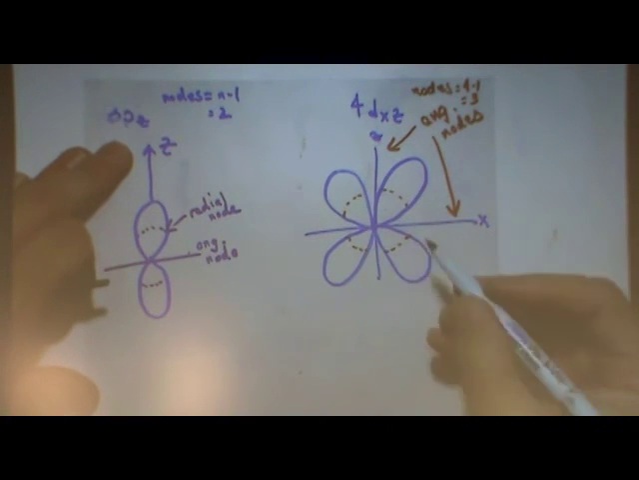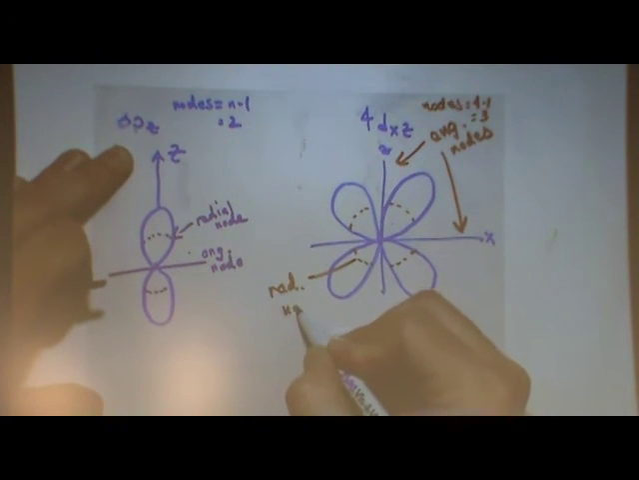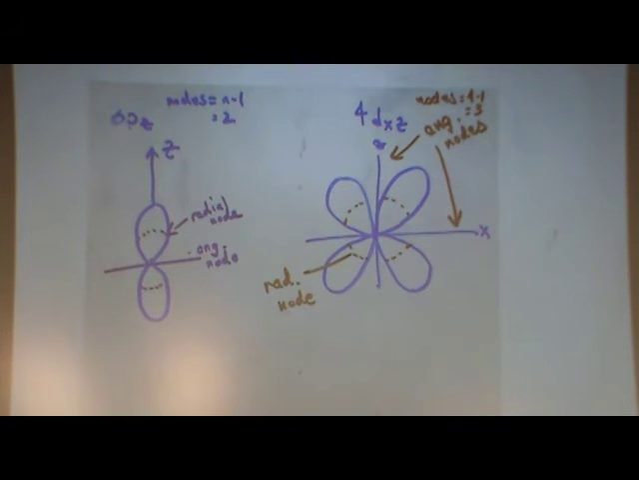And it's radial. It would just be a circle. And that's the radial node. So total of 3. And I just expect you to be able to draw stuff like that. Yes?